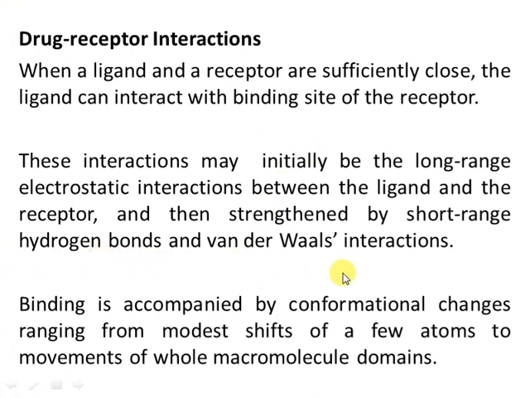Because of these interactions, next the binding occurs, and after binding occurs there are some conformational changes, which can range from modest changes of a few atoms to movement of a whole macromolecule domain, right? So, conformational changes: a change in structure by rotation of single bonds. The molecule will continue to move until there is some stable conformation with minimum steric interactions, right? So this is about drug receptor interaction.